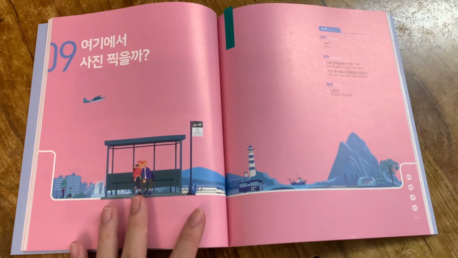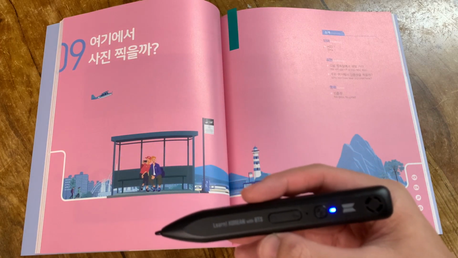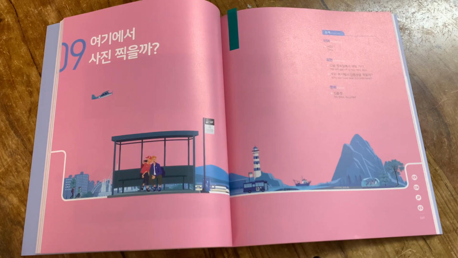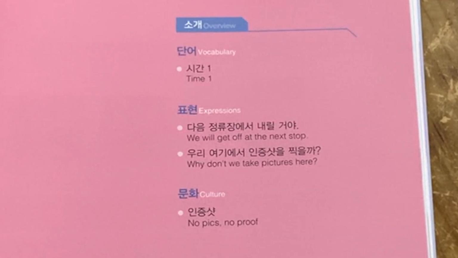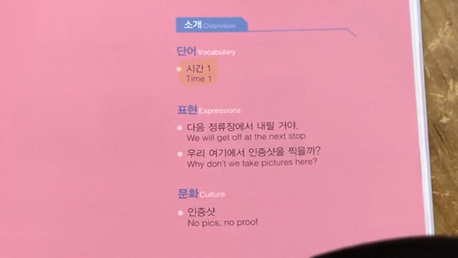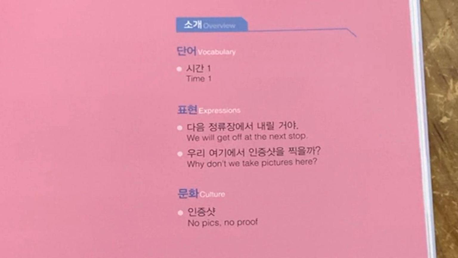So chapter 9, 여기에서 사진 찍을게. 여기에서 사진 찍을까? And in this chapter we'll be covering time. 시간. And the first expression we will be covering is 다음 정류장에서 내릴 거야. We will get off at the next stop.